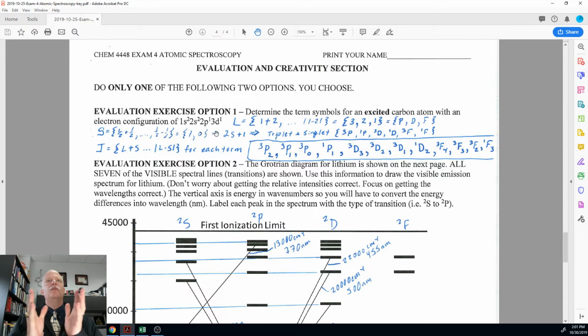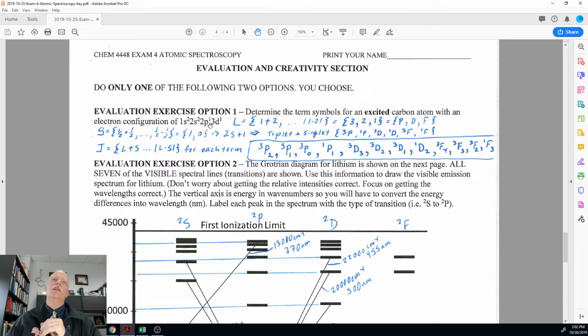And all I did for this problem, again, this is the evaluation and creativity section. I wanted to hit you with something that you had not seen before, but also didn't want to hit you with something that would give you 4,000 terms. So I still wanted a 2 electron system, and I wanted to add maybe 1 more unit of angular momentum. So it's pretty simple to take the carbon 2p system and move 1 of those electrons to a d orbital. So this is the system I chose.